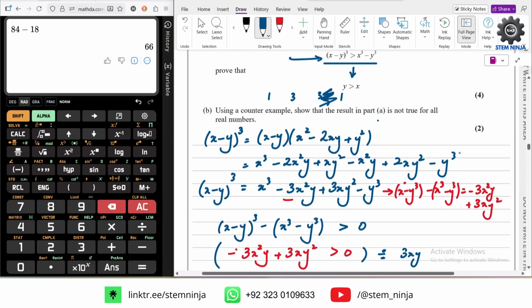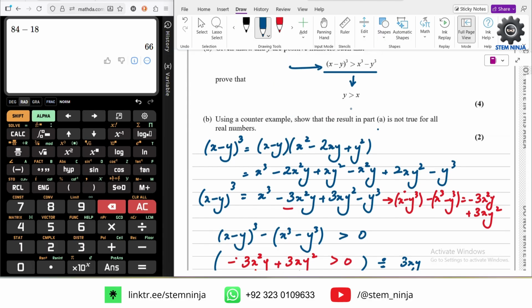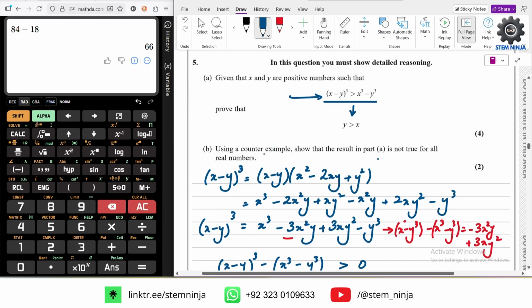Right, okay. Using a counter example, show that the resultant part A is not true for all real numbers, right? So this means that you can use examples for any case. You can use different real numbers, that means negative numbers, different cases: positive, positive; positive, negative; negative, positive; negative, negative cases also.